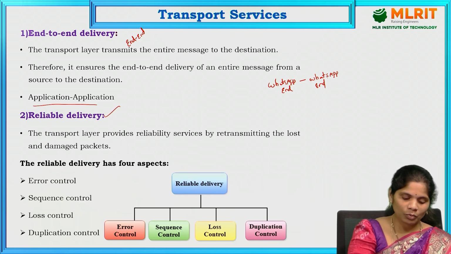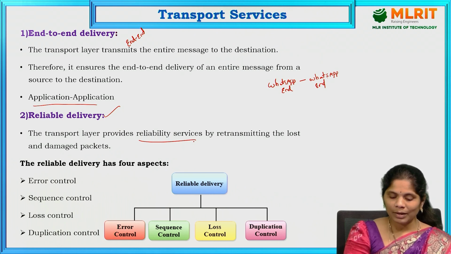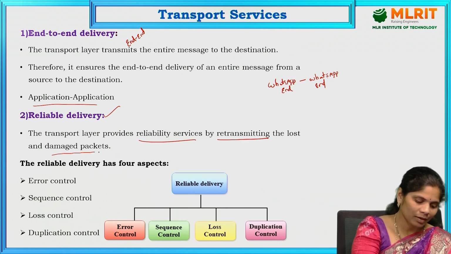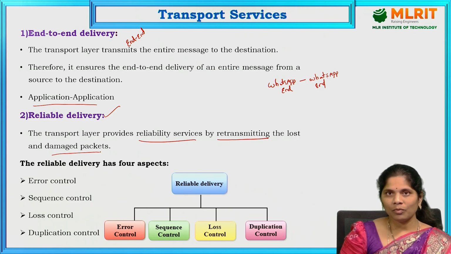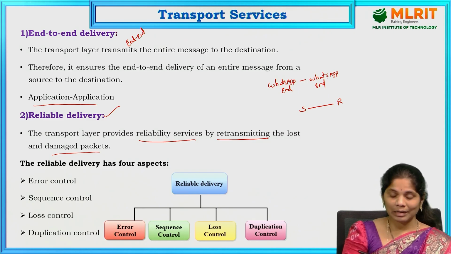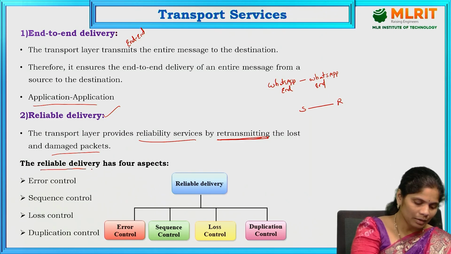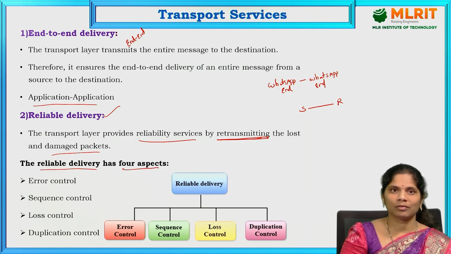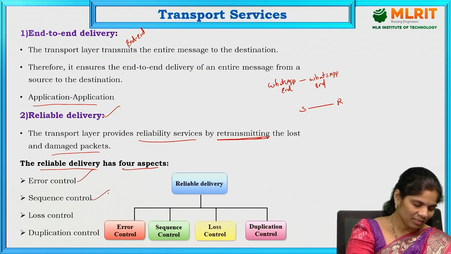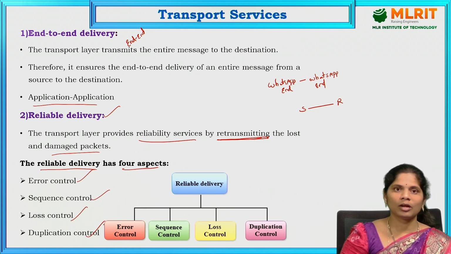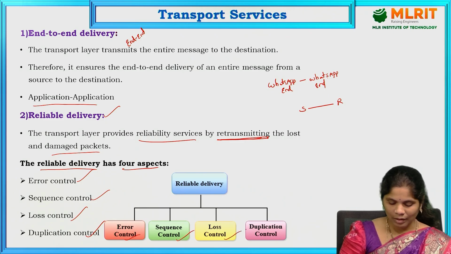So here it is going to provide the reliability services mainly by retransmitting the lost or damaged packets. Suppose when you are sending the data from sender to the receiver, there may be a chance of packets being lost or damaged. By retransmitting those lost or damaged packets, we can overcome that. So reliable delivery happens in 4 aspects: error control, sequence control, loss control and duplication control. These are the 4 ways of reliable delivery.